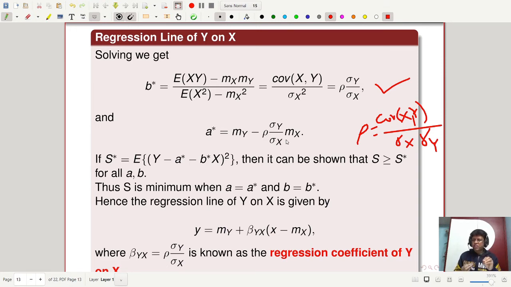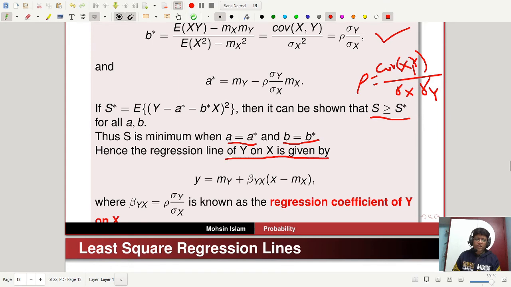For these values of a star and b star, S will be the minimum. It can be shown that S is greater than or equal to S at a star, b star, because that is the minimum for all a, b. Thus, S is minimum when a equals a star and b equals b star. That is the theoretical and mathematical development. You can do it if you have data. If you want to find the least square line, you have to go through like this.